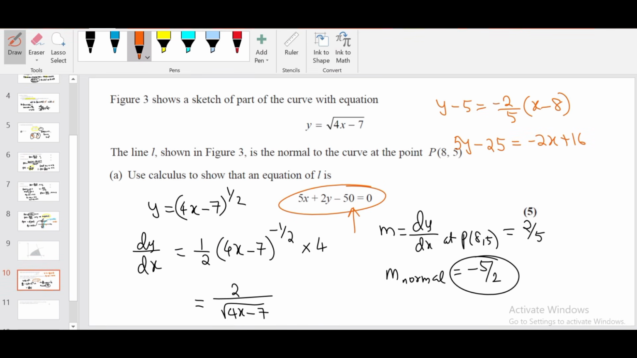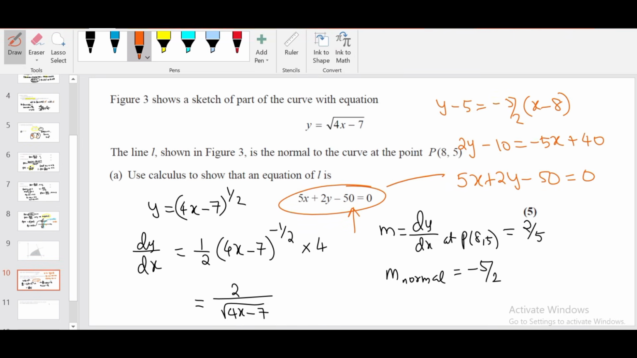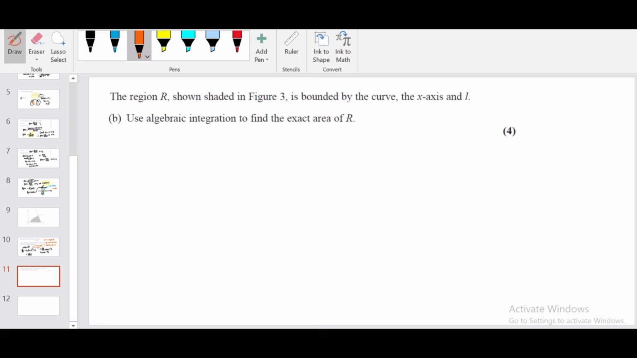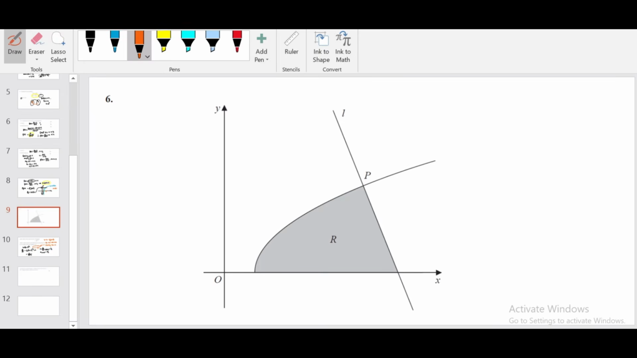Because we should use minus 5 over 2. I made a little mistake here. It's minus 5 over 2. So you will get 2y minus 10 is equal to minus 5x plus 40. Put everything on one side: 5x plus 2y minus 50 is equal to 0. That's what they want. Part B says use integration to find the area of this region.